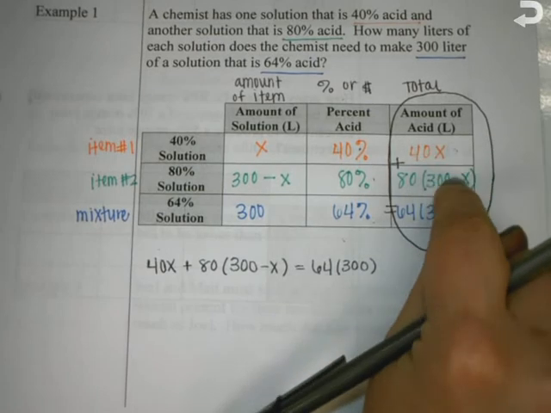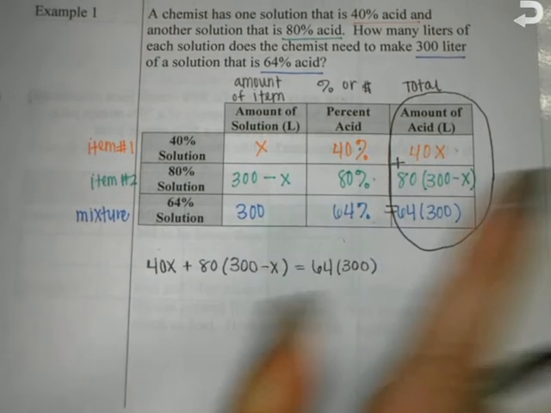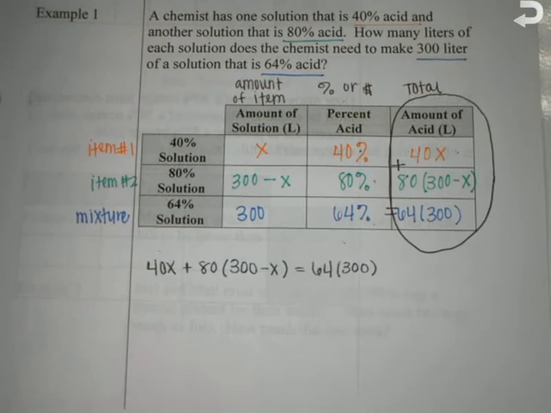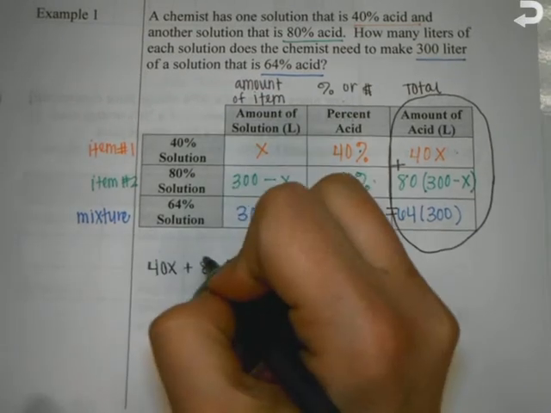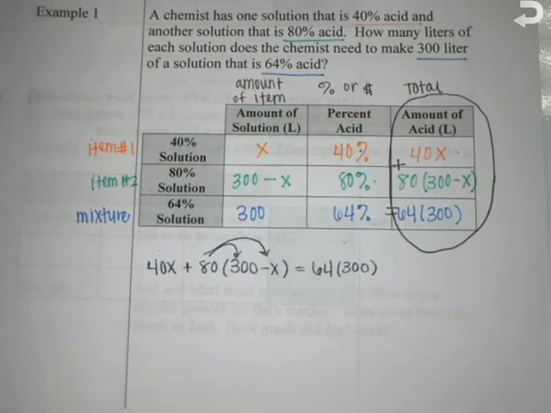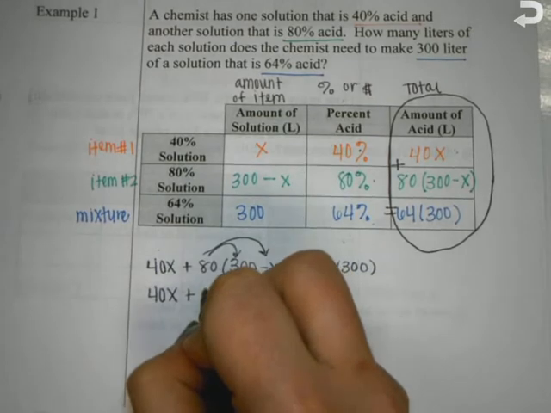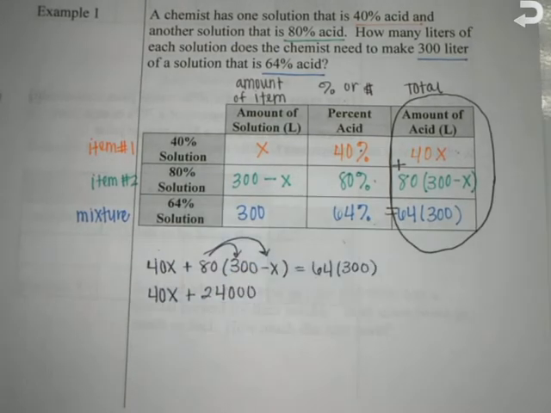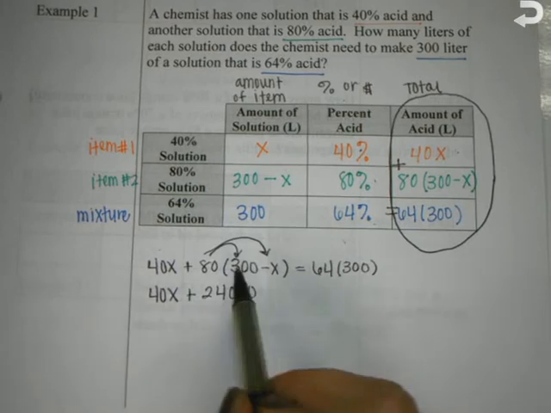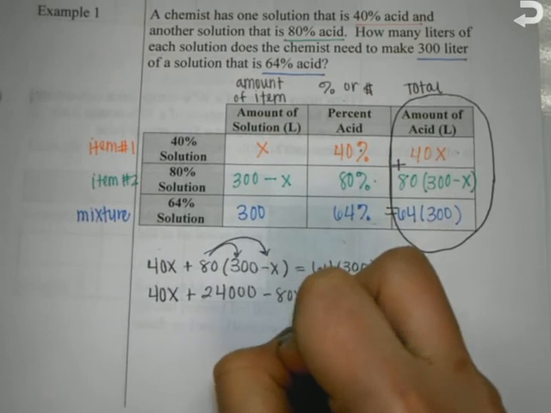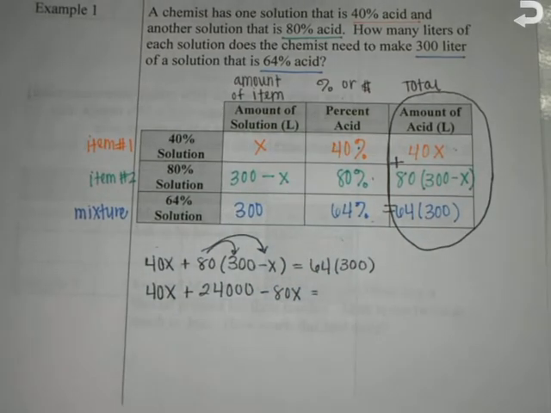Can we solve this? You bet we can. What do I need to do first? Distributive. So let's distribute. That's going to be 40x plus 80 times 300, 24,000. We have 1, 2, 3 zeros there. Minus 80x equals 64 times 300. I got 19,200.